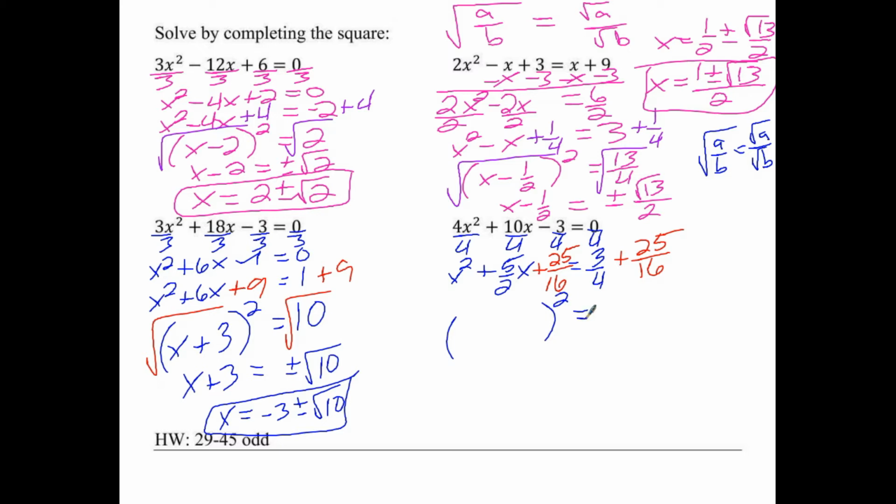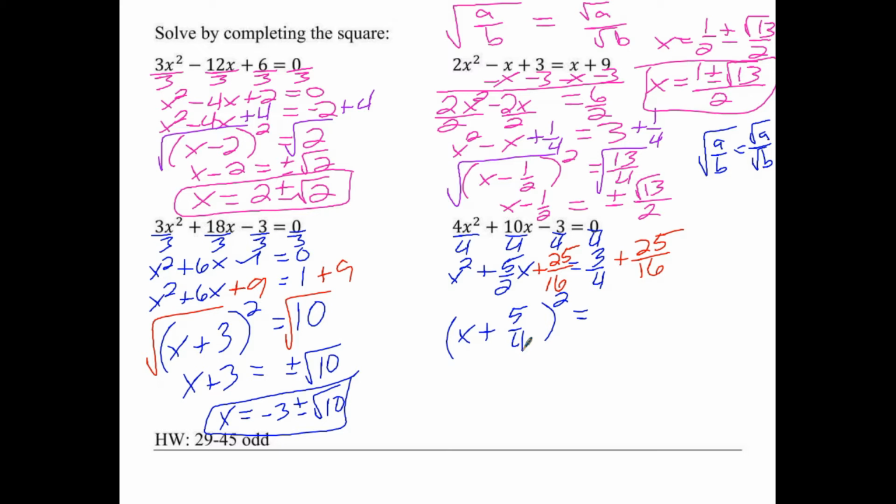X squared. Not x squared. X plus what? No. You have to go half. It's half the b term. It's always half the b term. What is it? 5/4. It's just that number you use to get the 25/16. So 5/4. Okay. And now we just have to worry about 3/4 plus 25/16.